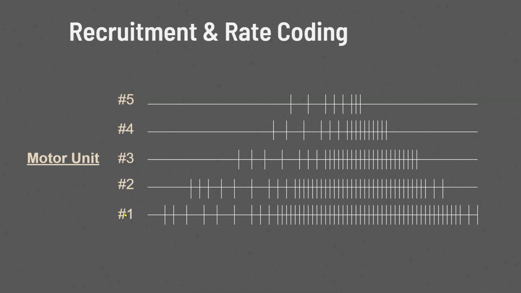We also, as we recruit motor unit 1, are stimulating it at a slower frequency, and then we increase that frequency. So we increase the rate coding after the motor unit was recruited. We recruit motor unit number 2. It starts out with a relatively slower rate coding that increases. Recruit number 3, slow to fast rate coding, 4, 5. So both rate coding and recruitment are important for force production.